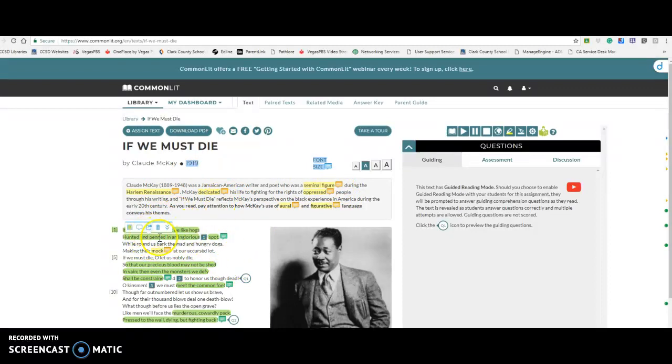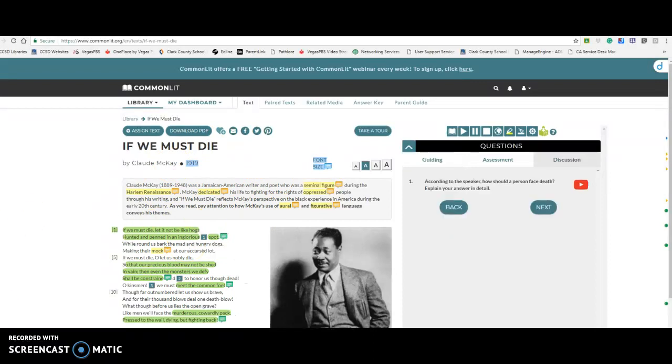Now, green is where you're going to highlight evidence that may answer the question, answer the prompt. So for this one, the question is, how should a person face death? Explain your answers in detail. So you're highlighting textual evidence that helps you answer that question.